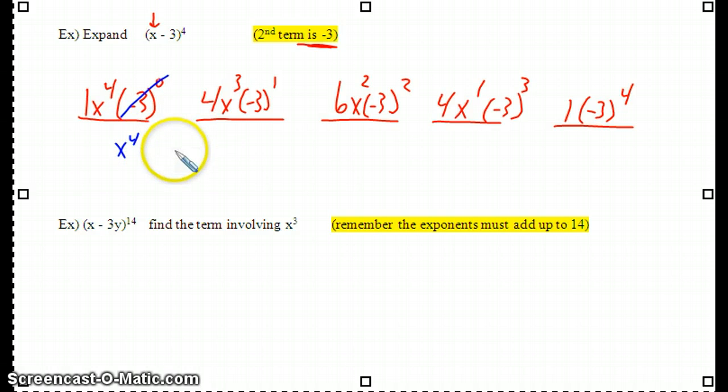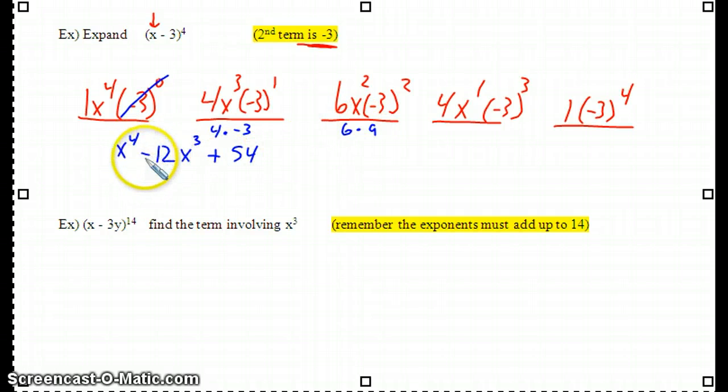I'm not going to put my sign here yet because that's going to be denoted by what the coefficient is, whether that's positive or negative. So I'm going to have 4, and I'm going to times that by a negative 3, so I'm going to end up with negative 12x to the 3rd. And then for this one, I'm going to have 6, and I'll have to times that by a positive 9, so I'd end up with positive 54. It's positive because the fact that I get a positive 54 here.